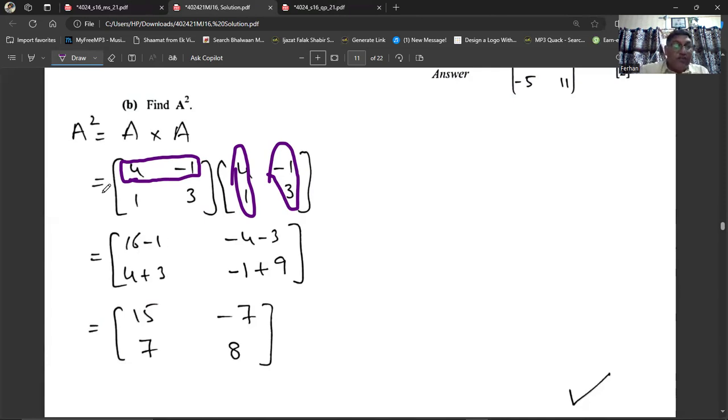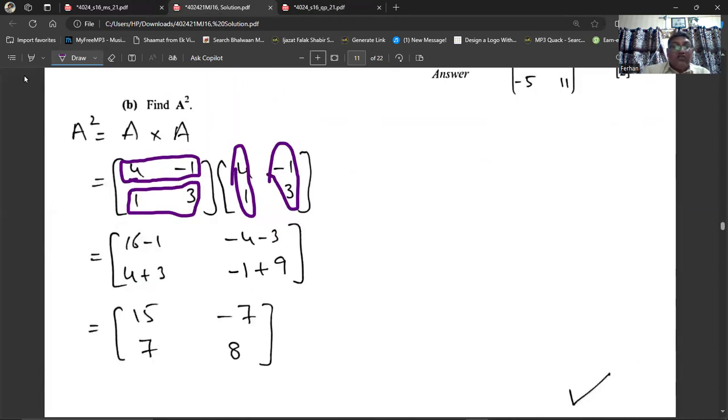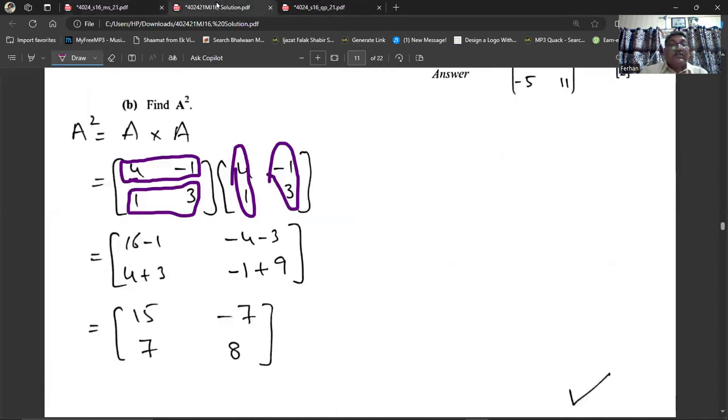Then the second row will multiply, first with the first column, and then with the second column. So you will have 4 plus 3, and then the second row with the second column, minus 1 and plus 9. So you will have 16 minus 1, that is 15, minus 4 minus 3, that is minus 7, 4 plus 3 is 7, minus 1 plus 9 is 8. My answer is 15, minus 7, 7 and 8. So let's have a look. 15, minus 7, 7 and 8 is the right answer, sir. So this is our solution. Hopefully you understand how to multiply two matrices.